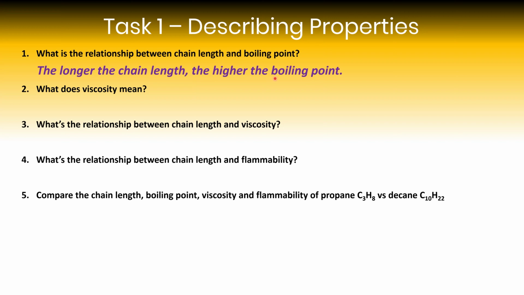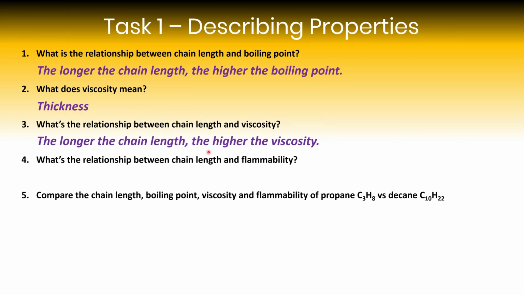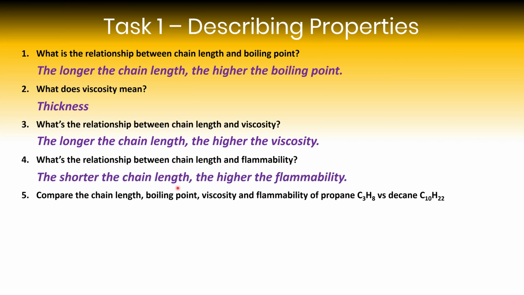The relationship between chain length and boiling point is the longer the chain length, the higher the boiling point. Viscosity is a measure of the thickness of a substance. High viscosity means it's very thick and gloopy. The relationship between chain length and viscosity is the longer the chain length, the higher the viscosity. The relationship between chain length and flammability is the shorter the chain length, the higher the flammability. But of course you could have gone for the longer the chain length, the lower the flammability.